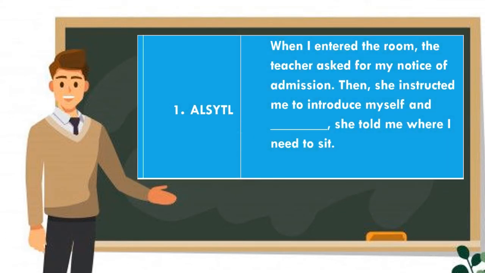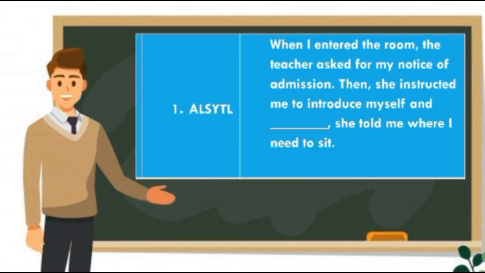For number 1, A, L, S, Y, T, L. I'm going to read a sentence, and write the correct word in the blank to complete the sentence. When I entered the room, the teacher asked for my notice of admission. Then, she instructed me to introduce myself, and blank, she told me where I need to sit.